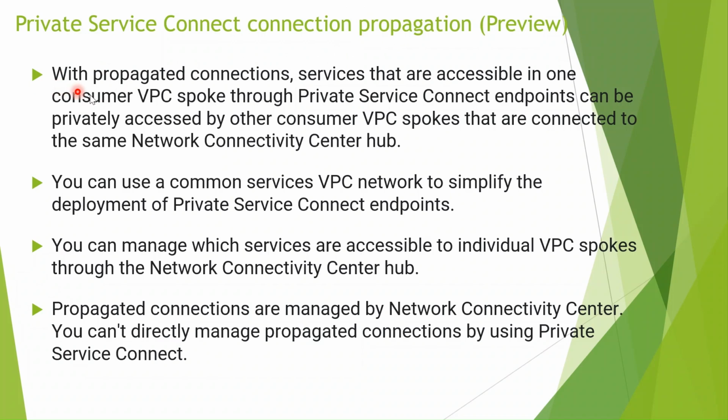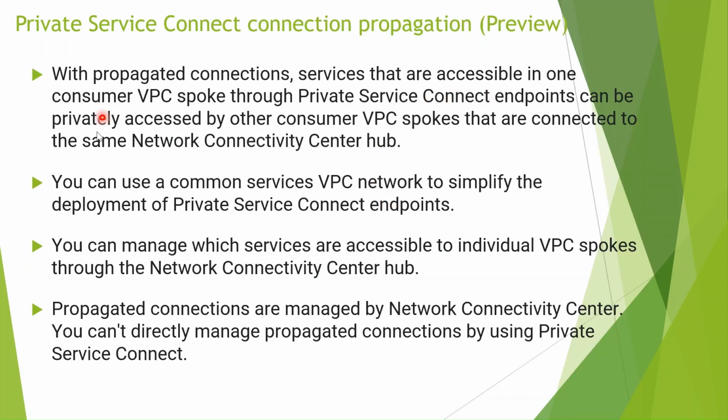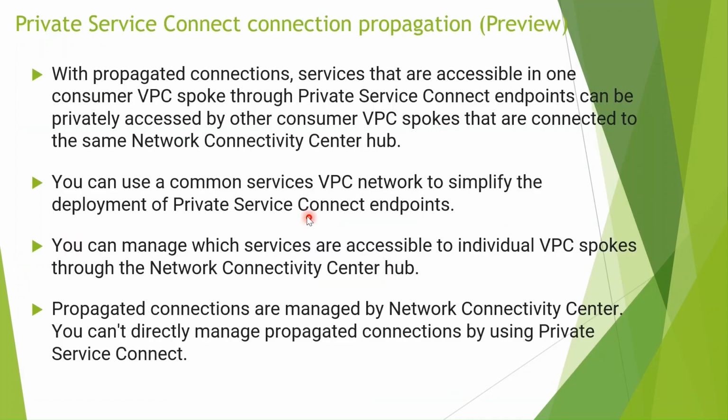So what will happen with propagated connections? Services that are accessible in one consumer VPC spoke through Private Service Connect can be privately accessed by another consumer VPC spoke connected to the same Network Connectivity Center hub. So consumer VPC2 and VPC3 are both connected as spokes to the Network Connectivity Center hub, so they can also reach out to these services.